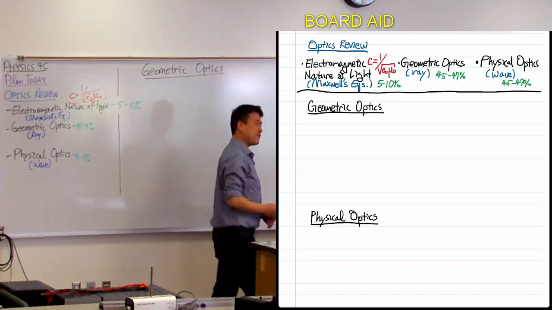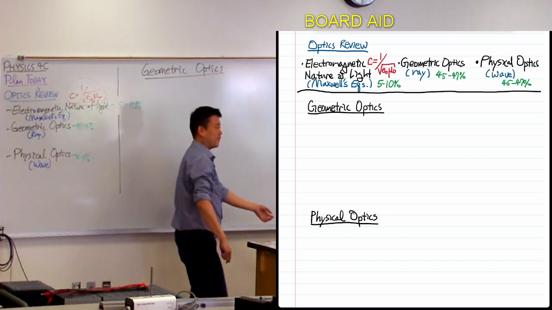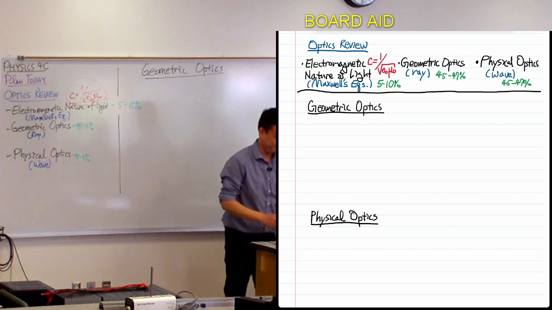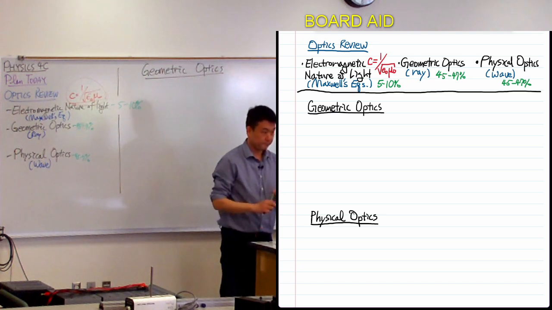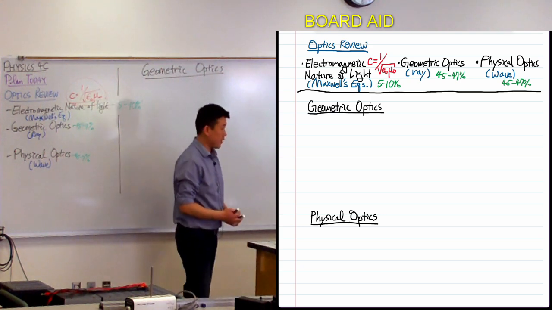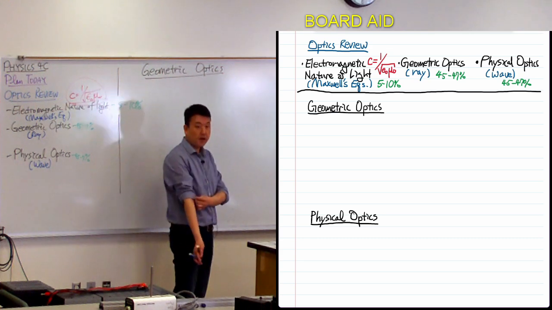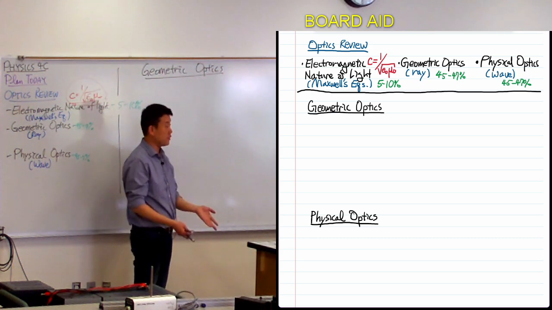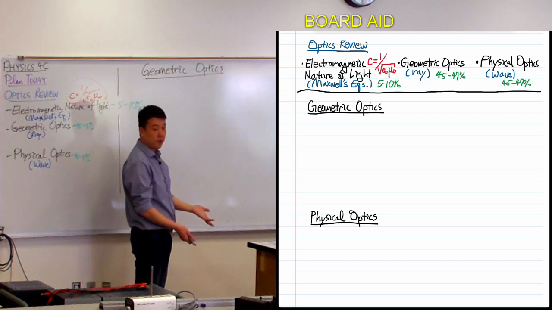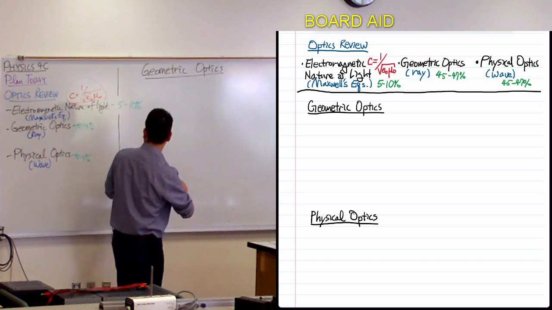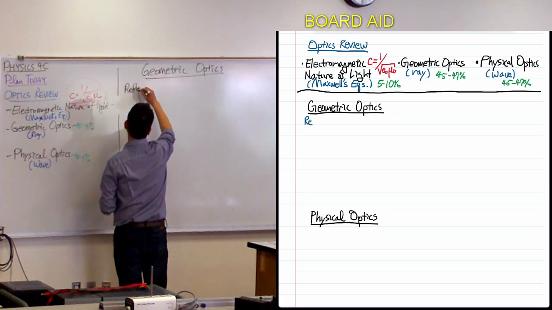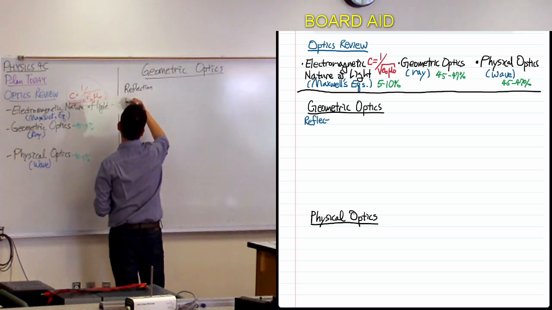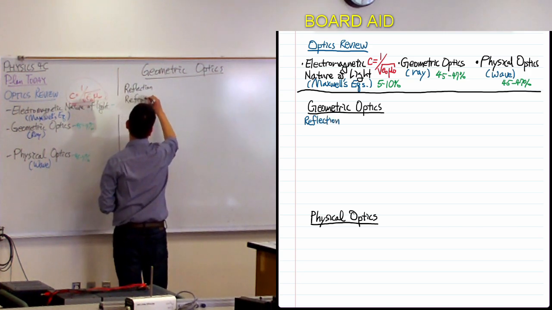So what do you remember from geometric optics? What do you remember covering? Law of reflection and refraction. Yeah, reflection and refraction. That's the very basic building block of geometric optics. In fact, everything else you do in geometric optics is the derivation from reflection and refraction. So you have reflection and refraction.